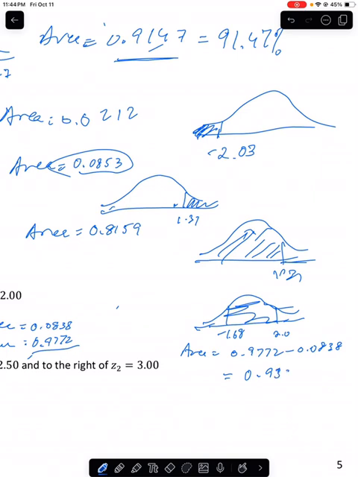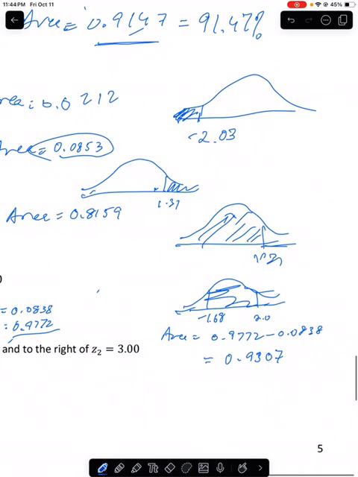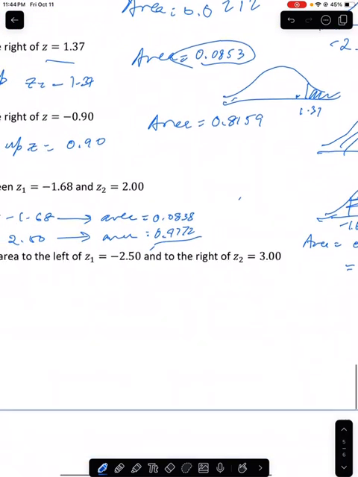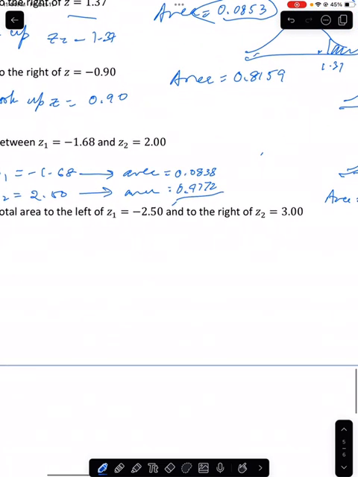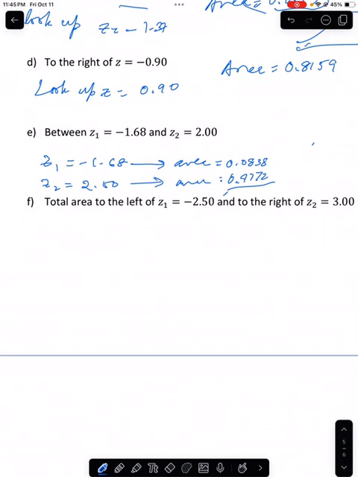Okay, I think we are on the last problem here. Now it says total area to the left of Z1 and to the right of Z2. So a picture looks like this. Negative 2.5 somewhere here, so we are looking for this area, and to the right, 3 is somewhere here. So we are looking at the sum of these two areas.